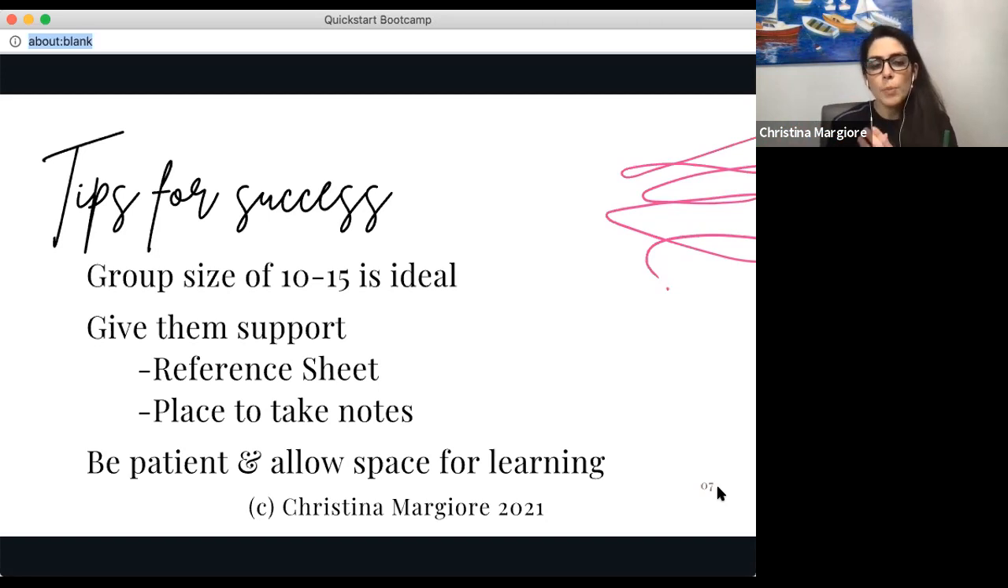You want to give them support. And I mentioned this earlier, design a reference sheet for them. Give them a place to take notes so that when they're speaking in the Socratic seminar, they have something to look at. They don't feel like they're out to sea without a life jacket.